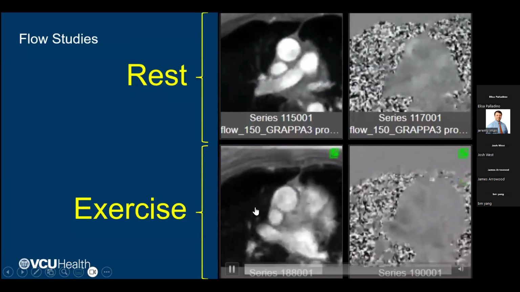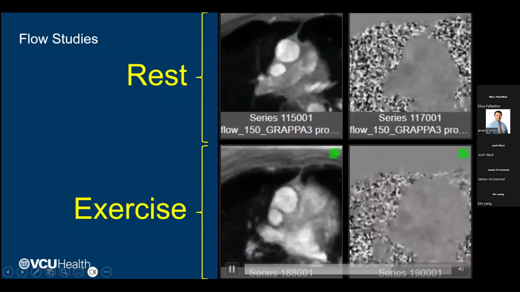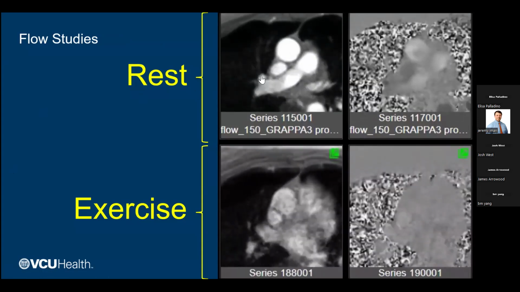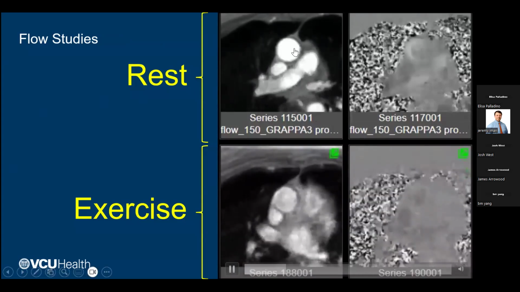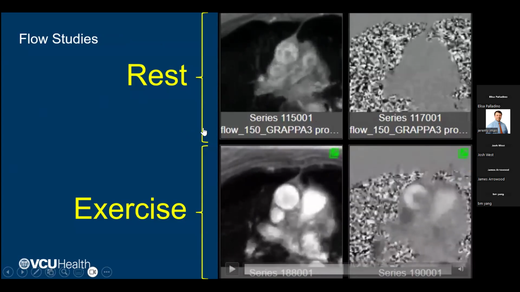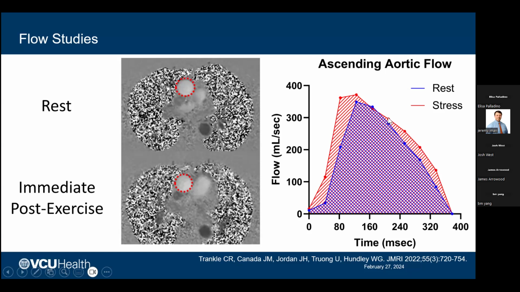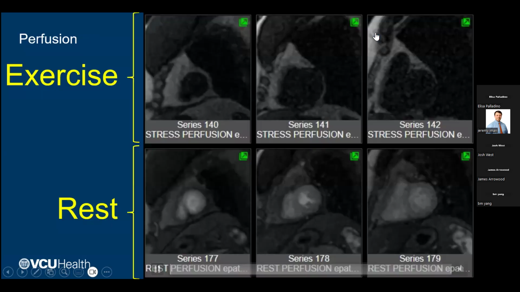You can also do flow studies. Actually, some of the earliest studies using exercise CMR from the 90s were flow studies. And so if you position it over here, the proximal ascending aorta, you can do that during rest and then exercise, and then you can apply a region of interest on your phase contrast images and look at augmentation of ascending aortic flow, in this case with low level exercise, and see that the red in the stress is a larger volume in general than the blue at rest, and you can sort of calculate forward stroke volume in that manner.